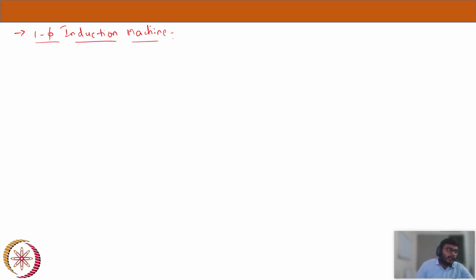So a single phase induction machine, constructionally, will have a stator and also a rotor, like any machine. But here the difference is that it will be a single phase machine instead of a three phase. There won't be three different kinds of windings on it, but instead we will have only a single phase winding. So we will see how it will look like.